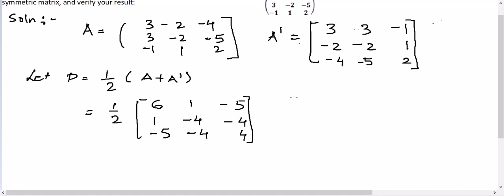6, 1 minus 5, second is 1 minus 4, minus 4, minus 5, minus 4 and 4, right? So guys, as you can see, if we find the transpose of P, it will be the same as P, right? So as P is equal to its transpose, we can say P is a symmetric matrix, right? So guys, this is the first part.